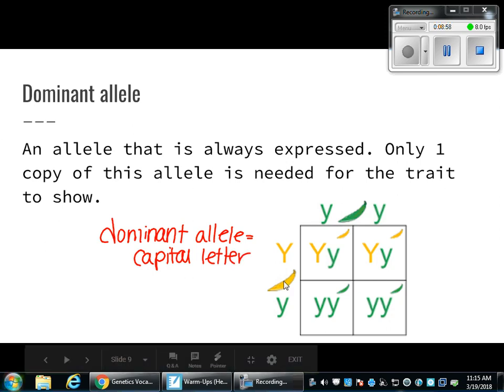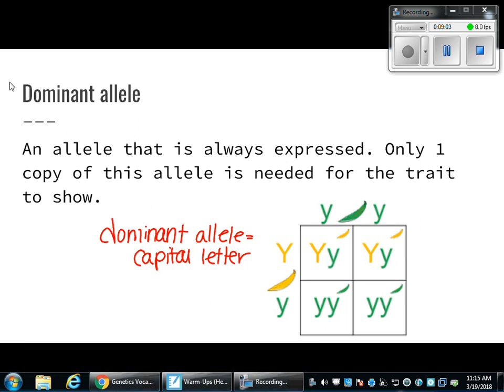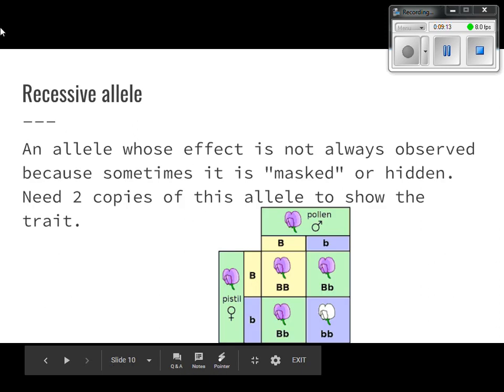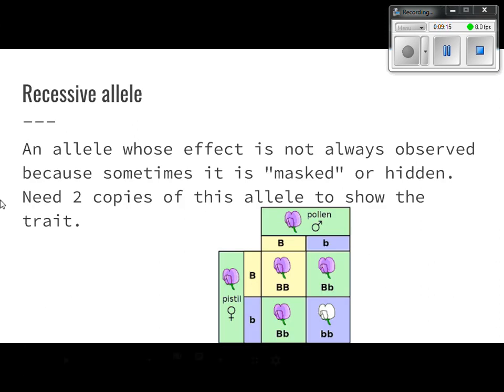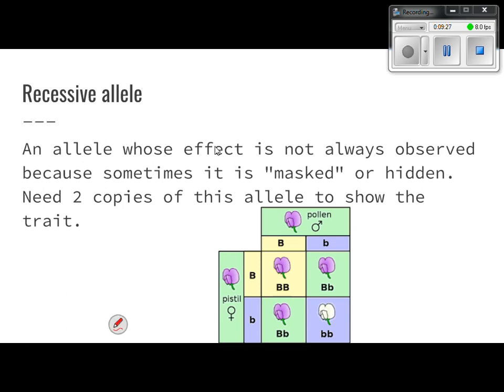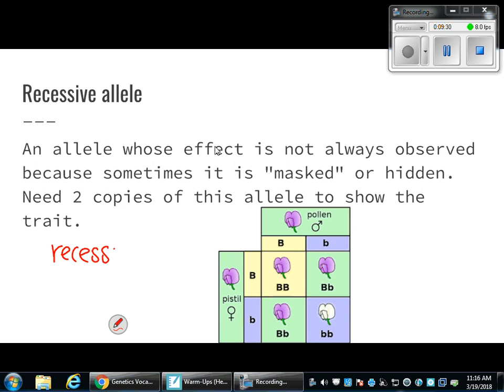That's how we know that it's the dominant allele. If you look here, the green is not dominant. It is not in a capital letter. And it is what's called recessive, which we're going to get to next. So remember, dominant, if we have one of it, it shows up. Always one allele. All right, recessive alleles are alleles whose effects are not always observed because sometimes it is masked or hidden. You need two copies of this allele to show the trait. This is always shown with a lowercase letter or small letter.